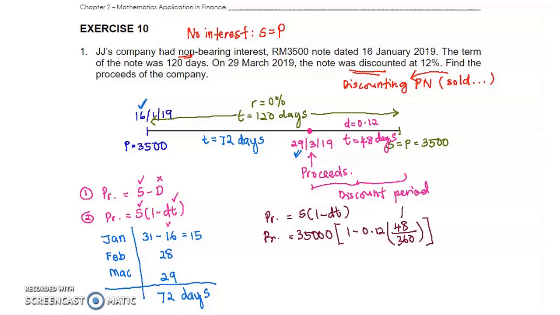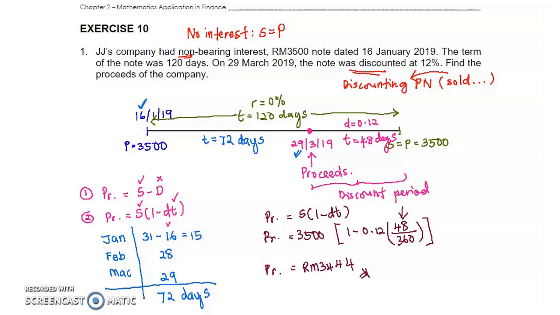So be careful with these numbers, okay? Don't mistakenly take T equal to 120 or T equal to 72. Remember T here refers to the discount period. So proceeds here are equivalent to RM 3444. Okay, so the proceeds must be less than S, which is 3500 only.